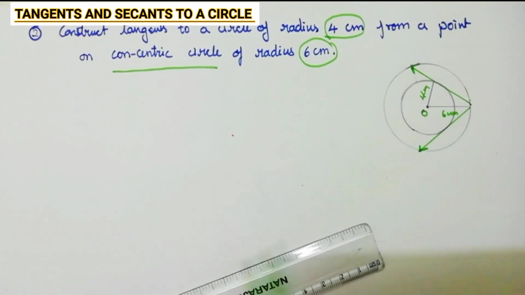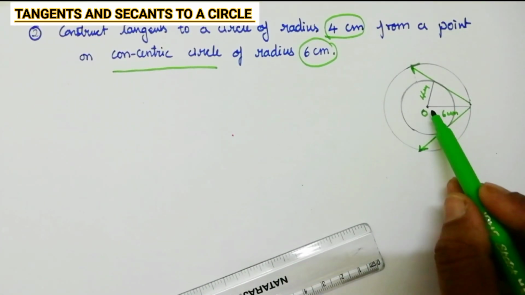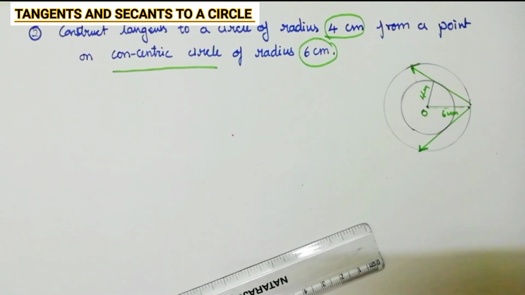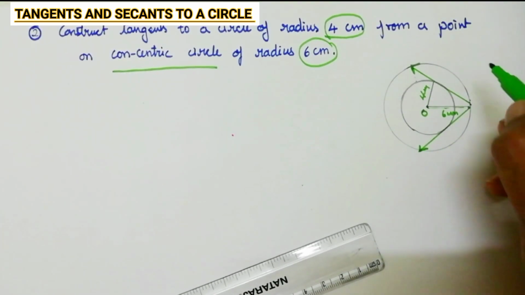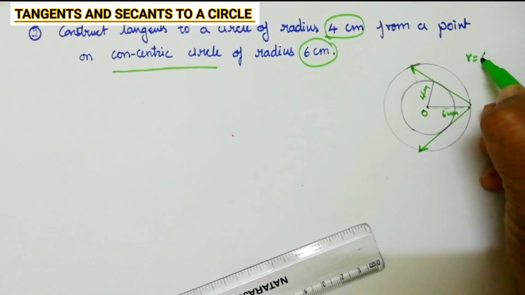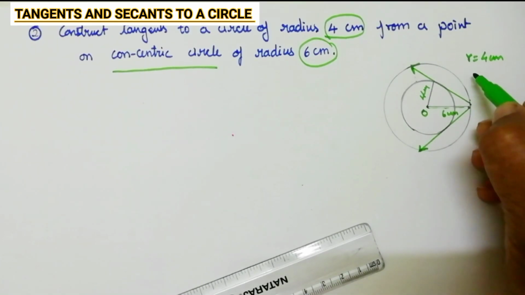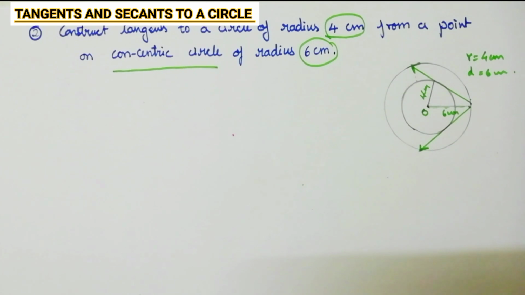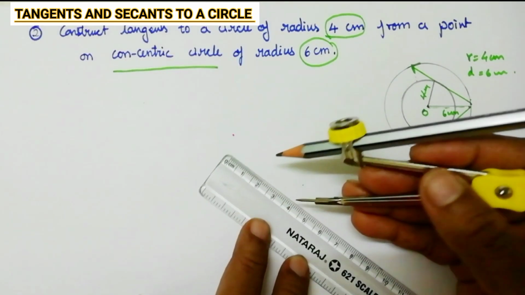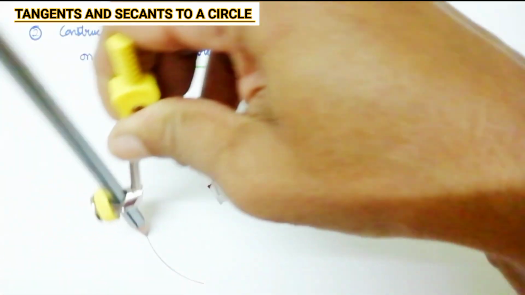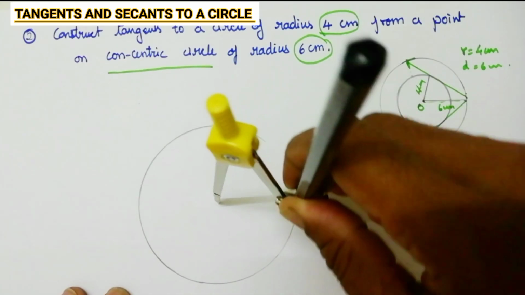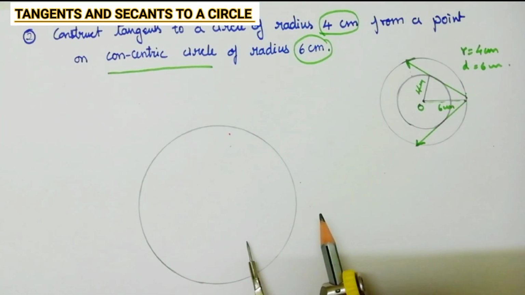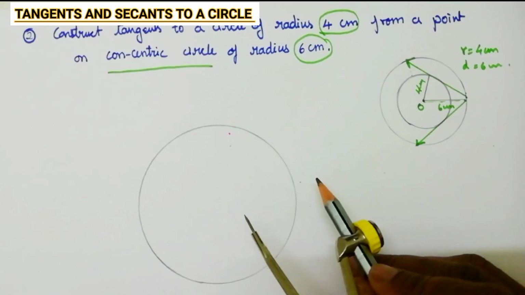This is also same like the previous one, but here instead of distance, they will be giving us concentric circle. We are able to understand that R is equal to 4 centimeters and the distance from center would be 6 centimeters. Let us take compass. Measure 4 centimeters. Try to draw a very neat circle. Draw the circle. This is with 4 centimeters.